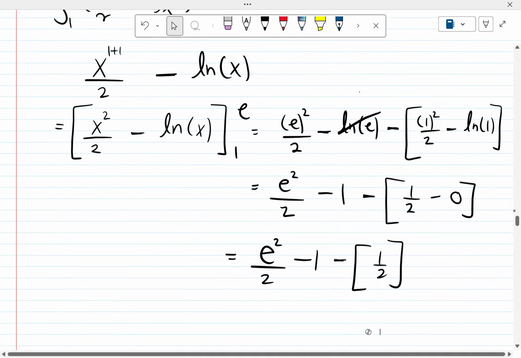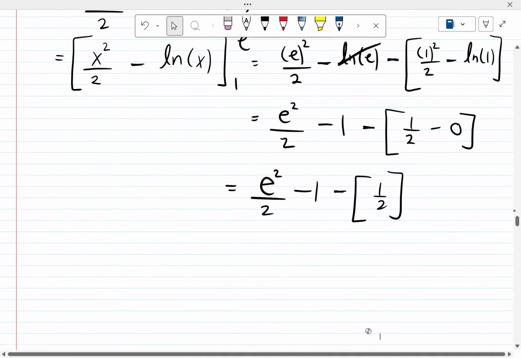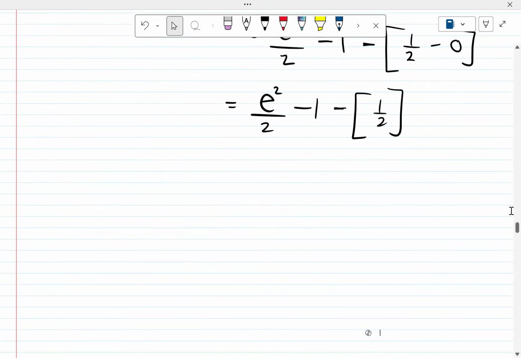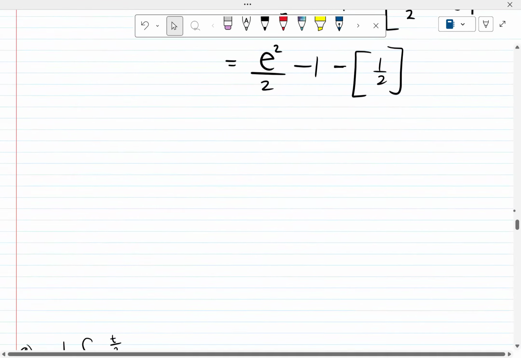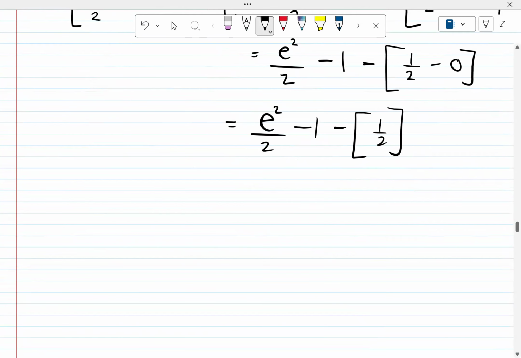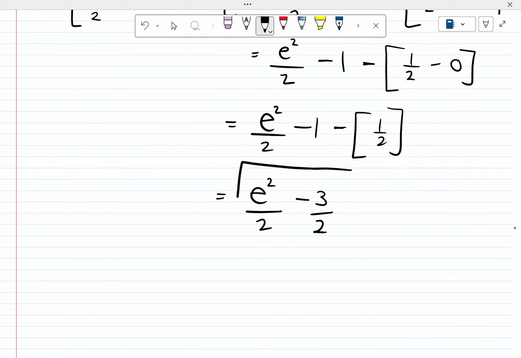So when you clean this up, it's going to be e squared over 2. And then negative 1 minus 1/2 is negative 3/2. And that is your final answer.